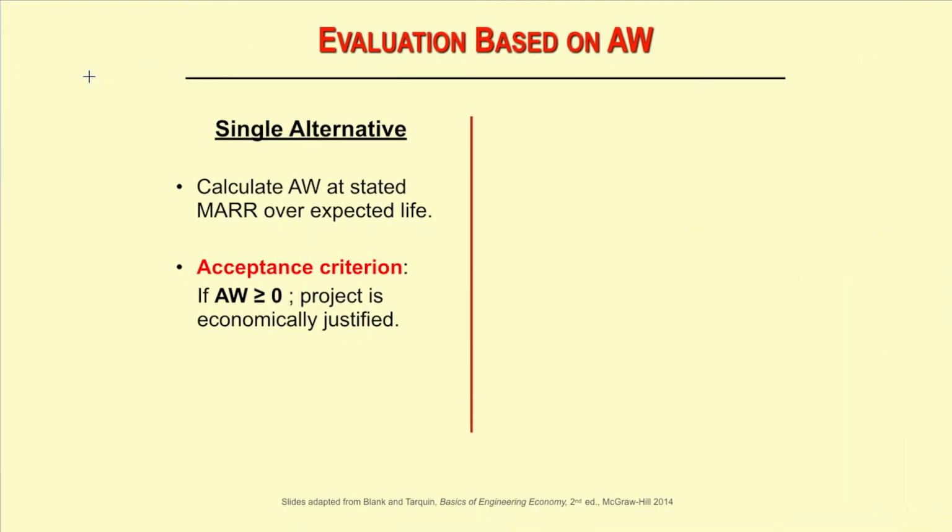Now let's look at the steps and procedures to apply annual worth analysis to single and multiple alternatives. For a single alternative, the annual worth of that alternative is calculated at the stated MARR over its expected life. If the annual worth of that alternative is bigger than 0, then that alternative is economically justified. Conversely, if the annual worth of that alternative is less than 0, then that project is economically not justified, and therefore it must be rejected.